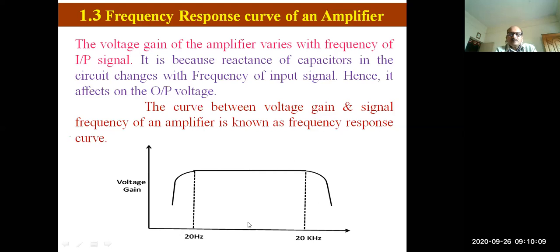In the frequency response curve of a typical amplifier, we have to say that at lower frequency gain decreases, at higher frequency gain decreases, but at middle frequency, gain remains constant. Therefore, voltage gain is independent of frequency.